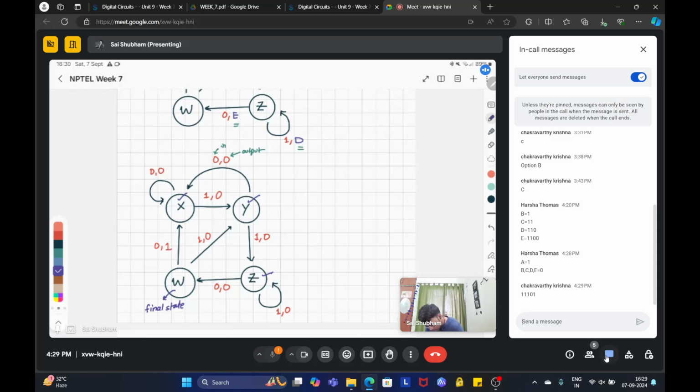So what you can see is that there is a 1100 pattern. So 1, 1, 0 and 0 pattern. So as soon as there is input 0, the output is 1. Okay.